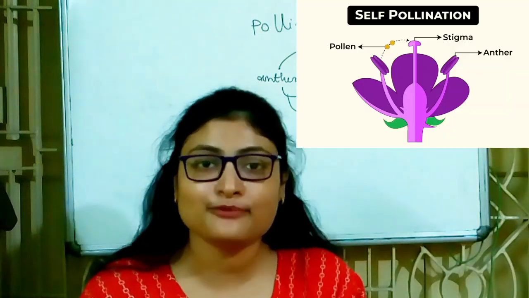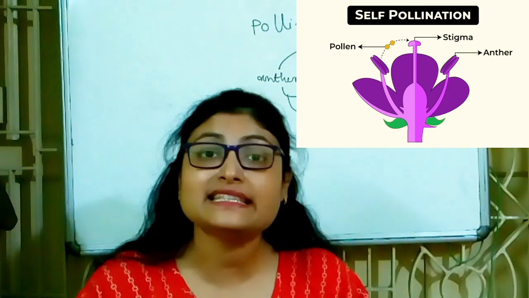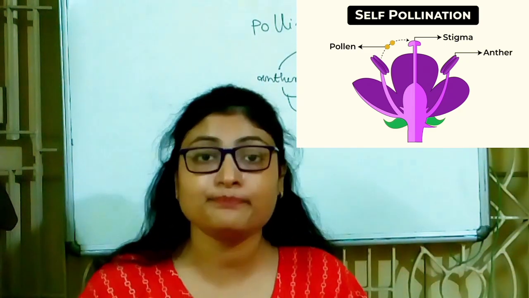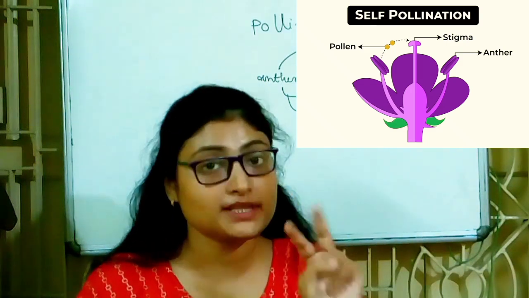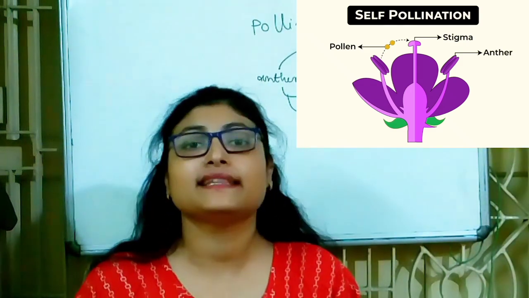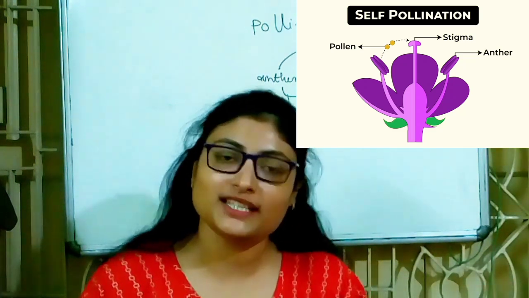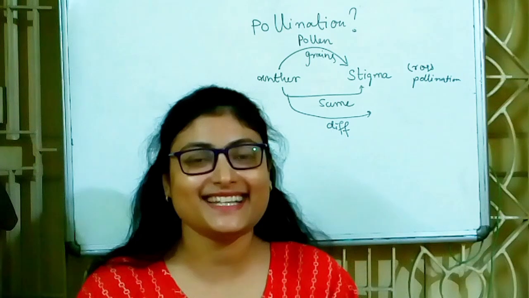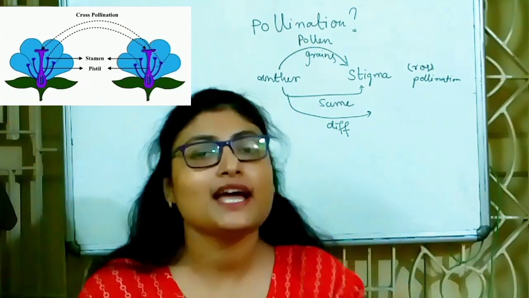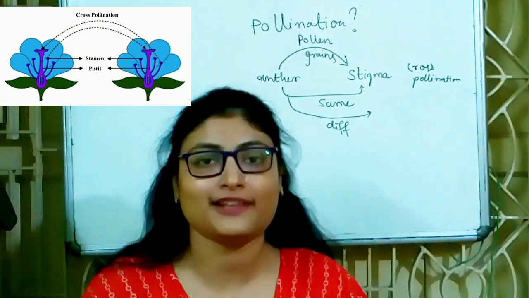Now what is self-pollination? Self-pollination means the transfer within the self. That means it can be the same flower, same complete flower, in which both the parts are present, male part and female part, in one flower. Then that transfer of pollen grain is known as self-pollination. Now what is cross-pollination then? Cross-pollination is the transfer of pollen grains from one particular flower, okay, to a different flower.